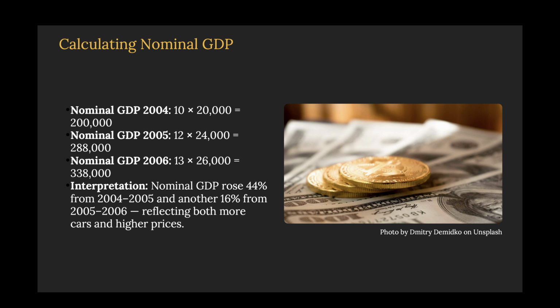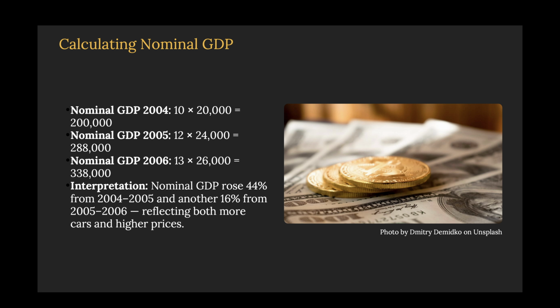Now, look at how fast nominal GDP is growing. From 2004 to 2005, it goes from $200,000 to $288,000. That's a 44% increase. How did we get this number? By simply calculating the percentage change: 288,000 minus 200,000, divided by 200,000, equals 44%. From 2005 to 2006, it goes from $288,000 to $338,000, about a 16% increase.